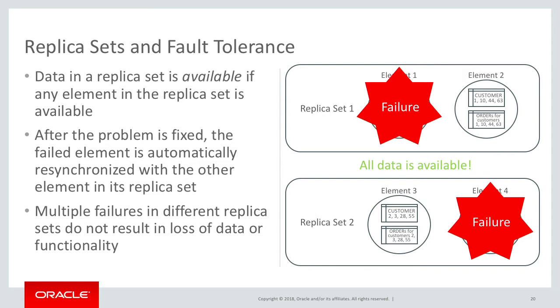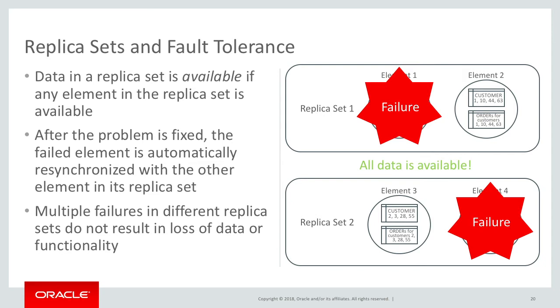Suppose you have, again, this environment here where we have 2 replica sets, each with 2 elements. If any one of those elements goes down, everything keeps running. There's no problem at all. Applications keep running, all the data is available. Really nothing much goes wrong if one element goes down.